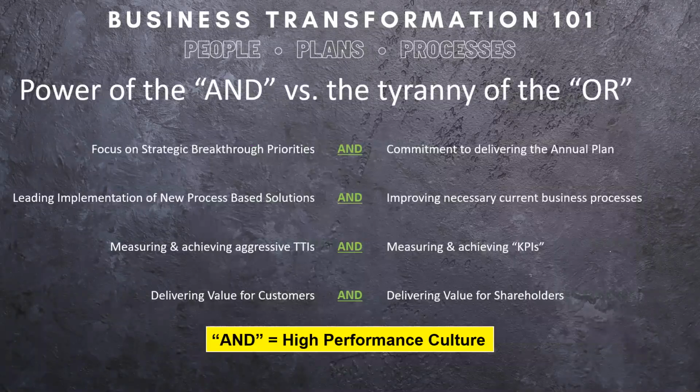To move the business from good to great, the leadership teams need to embrace the power of the and versus the tyranny of the or. Organizations that rise above the rest operate in and mode. The team needs to execute effective daily management and execute on strategy deployment. Another example is they need to deliver new products on time and on budget, and that meet or exceed customer expectations, and equals a high performance culture.